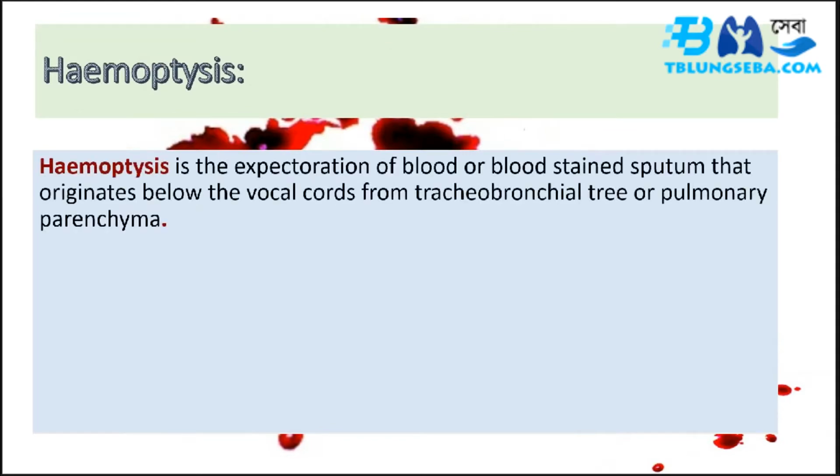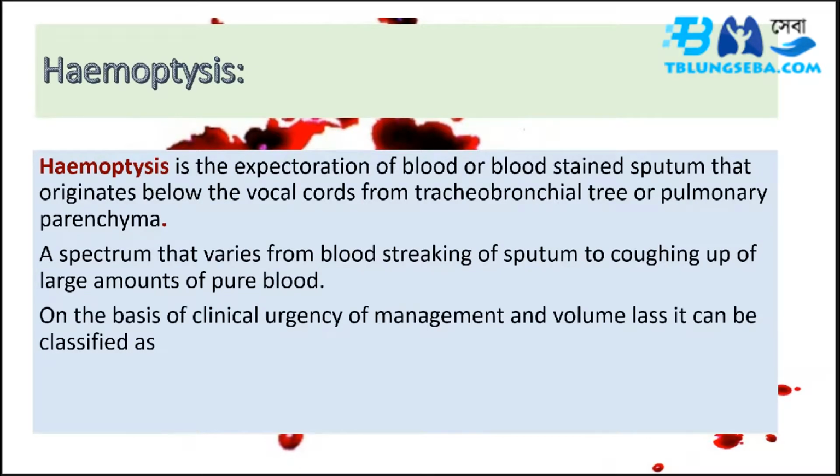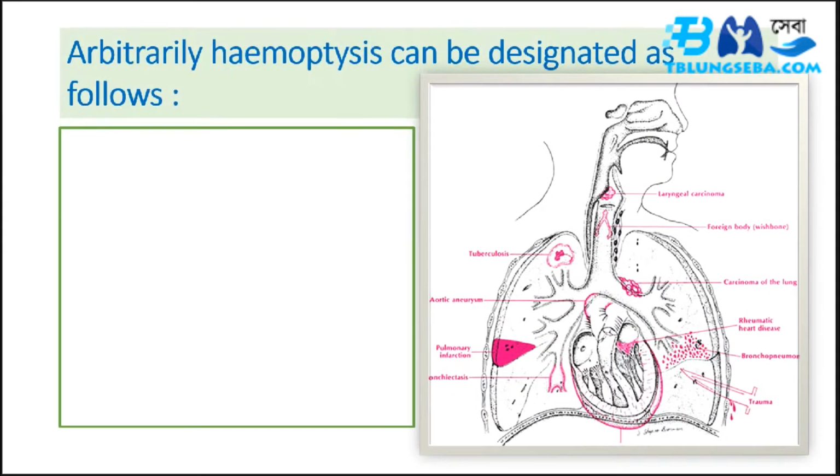Hemoptysis. Hemoptysis is the expectoration of blood or blood-stained sputum that originates below the vocal cords from the tracheobronchial tree or pulmonary parenchyma. A spectrum that varies from blood streaking of sputum to coughing up of large amounts of pure blood. On the basis of clinical urgency of management and volume loss, it can be classified as one, massive, and two, non-massive. Arbitrarily, hemoptysis can be designated as follows.